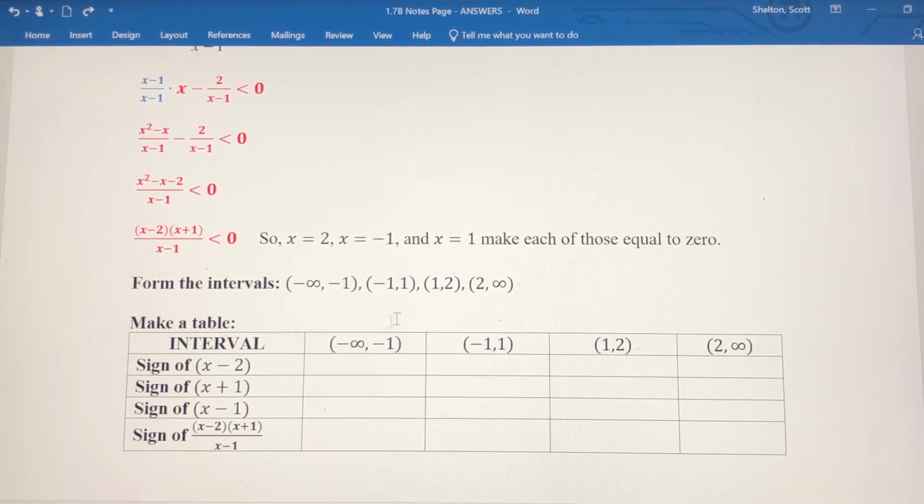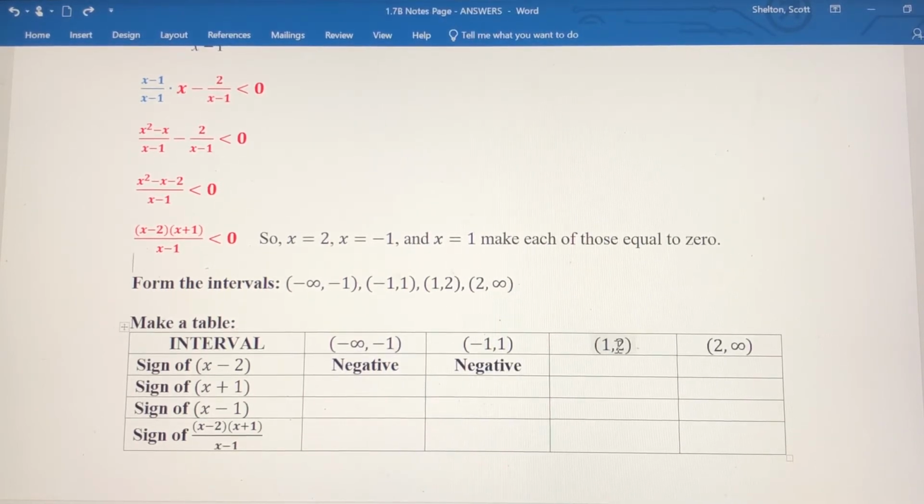So just like before, we're going to find the signs when we plug in test values that are within each of these intervals, okay? So from negative infinity to negative 1, we could just pick negative 2, for example. So negative 2 minus 2, well, that's going to be a negative value. I don't care that it's negative 4. It's irrelevant. I just want the sign. Okay. In this interval, a number easy to work with is 0. So 0 minus 2 is also going to be negative.